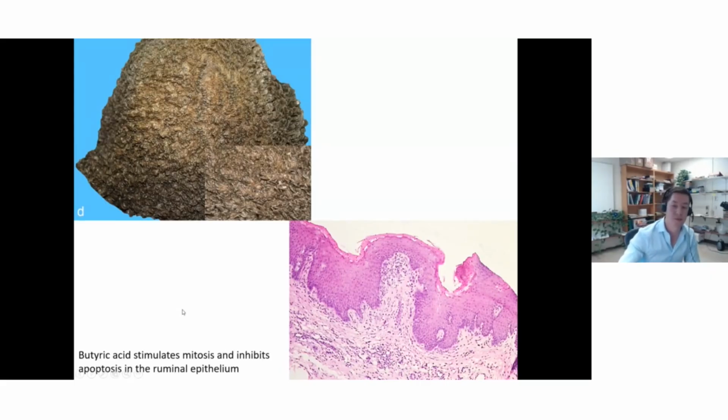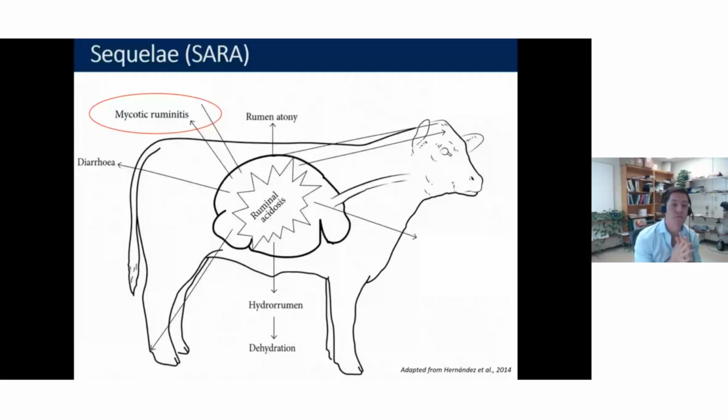And as I just mentioned before, butyric acid in these cases of subacute ruminal acidosis is the one that stimulates most of this epithelial proliferation, because it triggers mitosis, but it also inhibits apoptosis in these cells. So that's one of the main reasons why we see very proliferative lesions, like very severe epithelial proliferation, in this form of disease. Another sequela includes potential fungal infections of the ruminal wall.